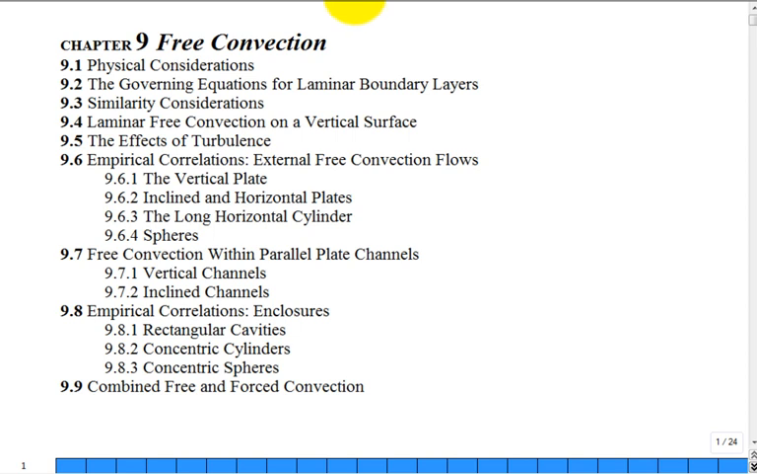So we move in this chapter on free convection or natural convection. It's a long chapter, but I only have one lecture to cover a lot of material, so I'm not going to hit every valley. I'm just going to hit the mountaintops, okay? So let's jump into it.